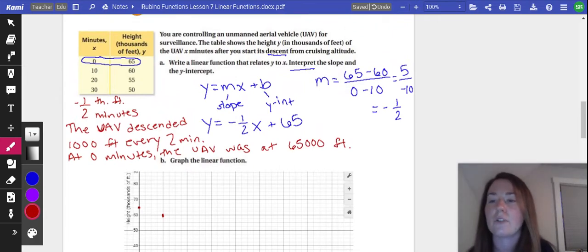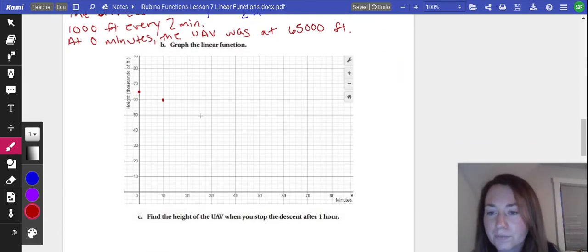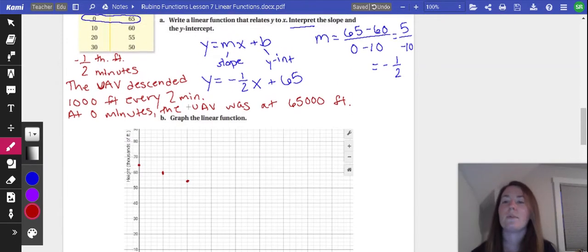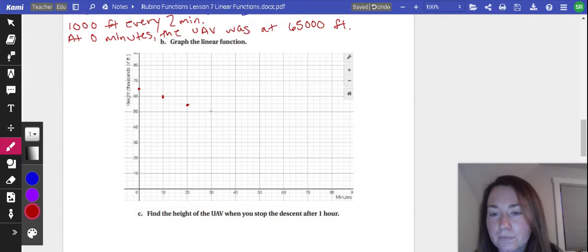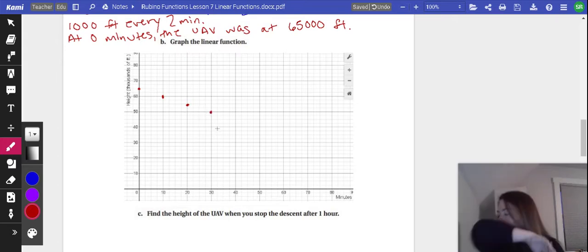Next we have 20.55. And last we have 30.50. All right, so I graphed the points.